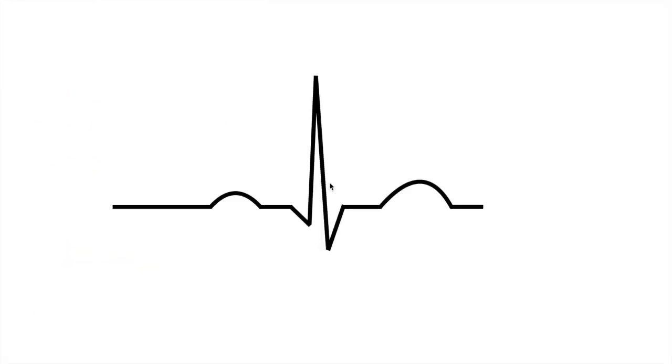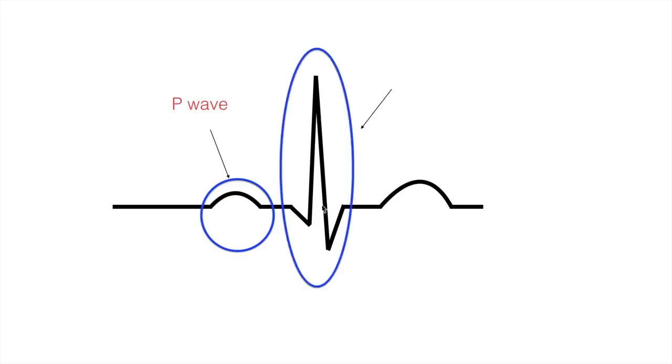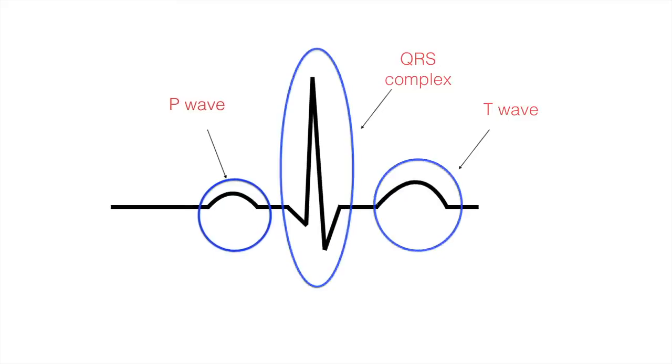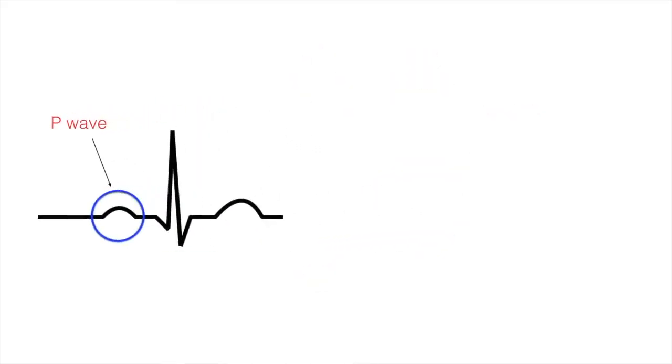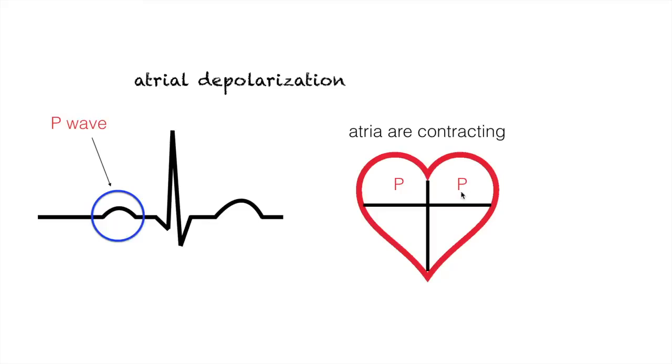So now, let us talk about EKG. It has different parts. We will start with this small bump called the P wave, followed by this tall structure called the QRS complex, and lastly, the bump after the QRS complex would be the T wave. Let us discuss them one by one. Let's start off with the P wave. The P wave represents atrial depolarization. During atrial depolarization, the two atria are contracting.